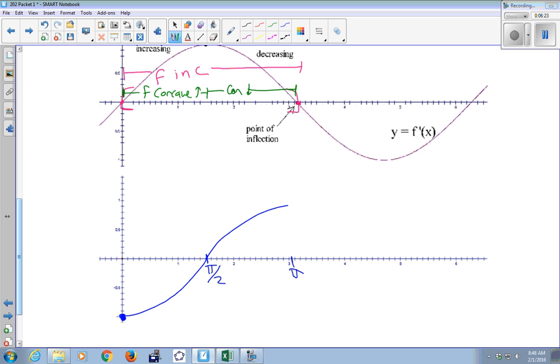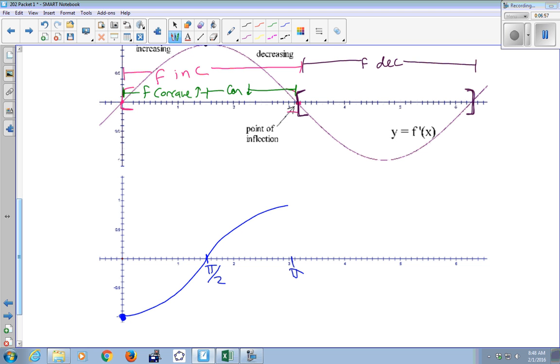All right, let's analyze the second piece of the graph over here. From pi until 2 pi, my derivative function is negative. It's below the x-axis. What does that tell you about f? If f prime is negative, f has to be decreasing. Okay, so on this whole interval, we have f is decreasing.